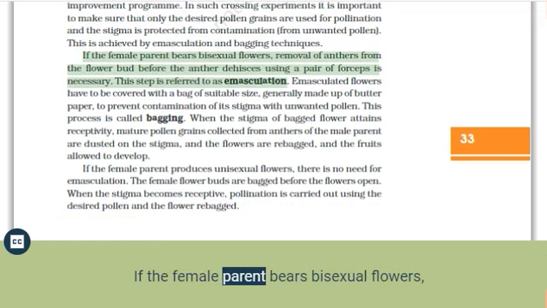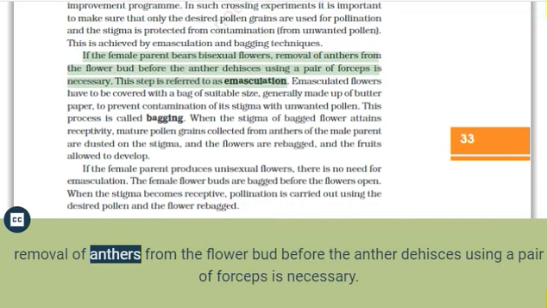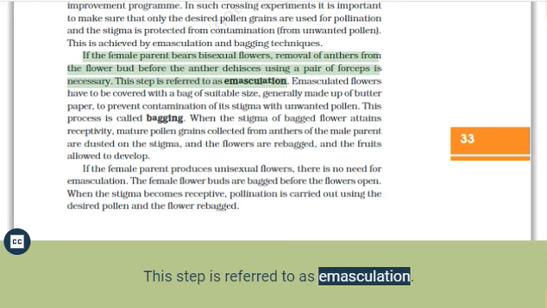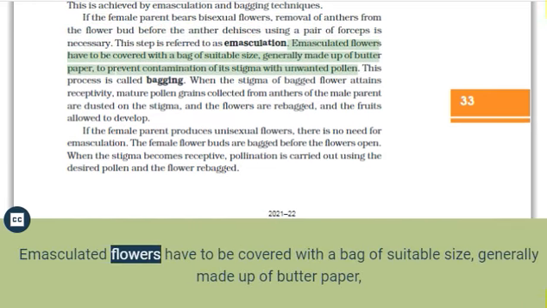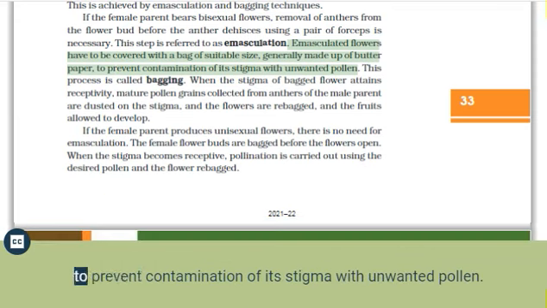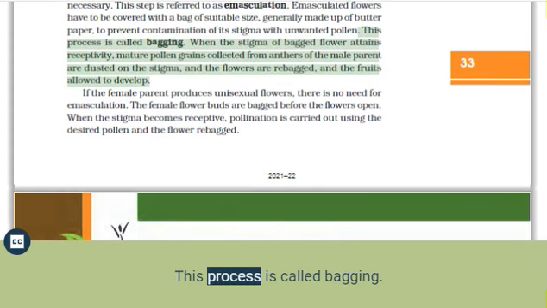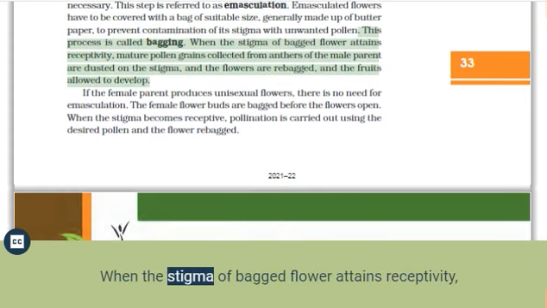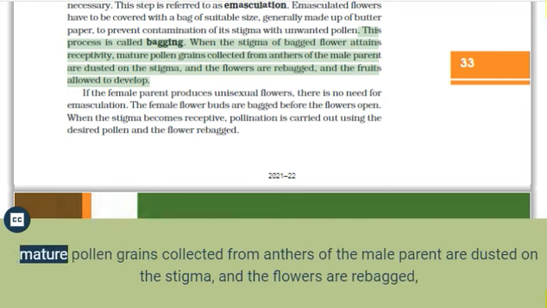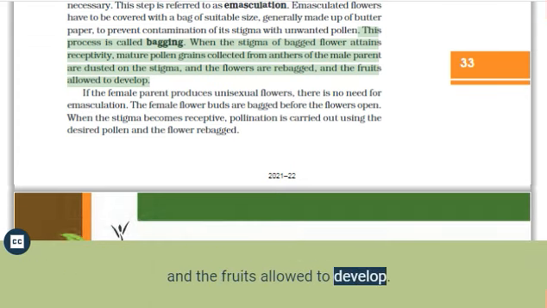If the female parent bears bisexual flowers, removal of anthers from the flower bud before the anther dehisces, using a pair of forceps, is necessary. This step is referred to as emasculation. Emasculated flowers have to be covered with a bag of suitable size, generally made up of butter paper, to prevent contamination of its stigma with unwanted pollen. This process is called bagging. When the stigma of the bagged flower attains receptivity, mature pollen grains collected from anthers of the male parent are dusted on the stigma, and the flowers are rebagged, and the fruits allowed to develop.